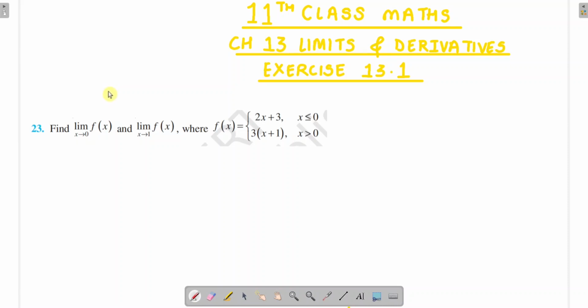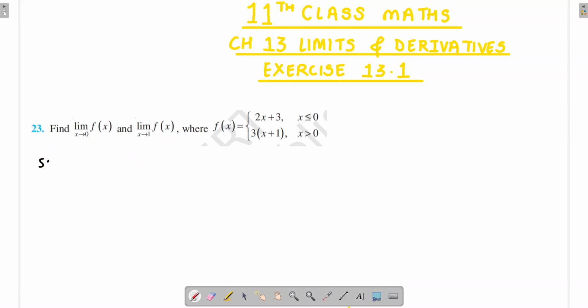In this video, let us solve problems 23 to 26 of exercise 13.1 of chapter 13, Limits and Derivatives, of 11th class math. Okay, let us start with the 23rd problem. The problem is: find limit x tends to 0 of f(x) and limit x tends to 1 of f(x), where f(x) is equal to 2x plus 3 when x is less than or equal to 0, and 3 times (x plus 1) if x is greater than 0.